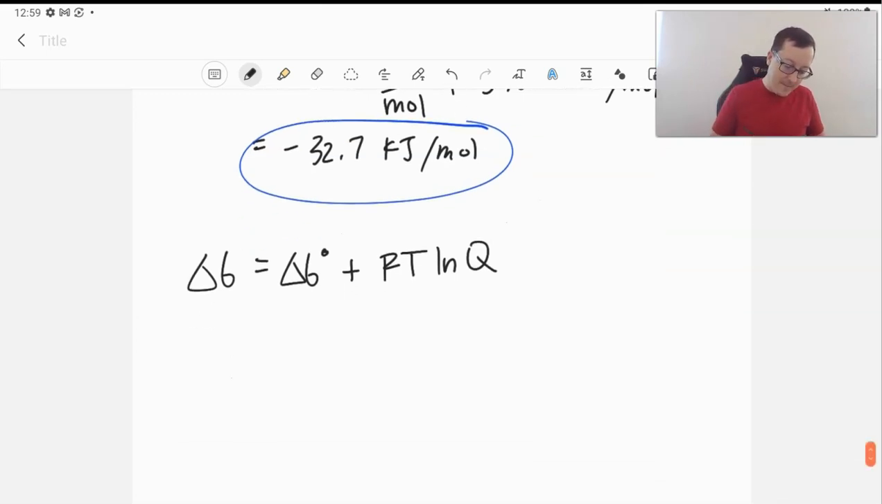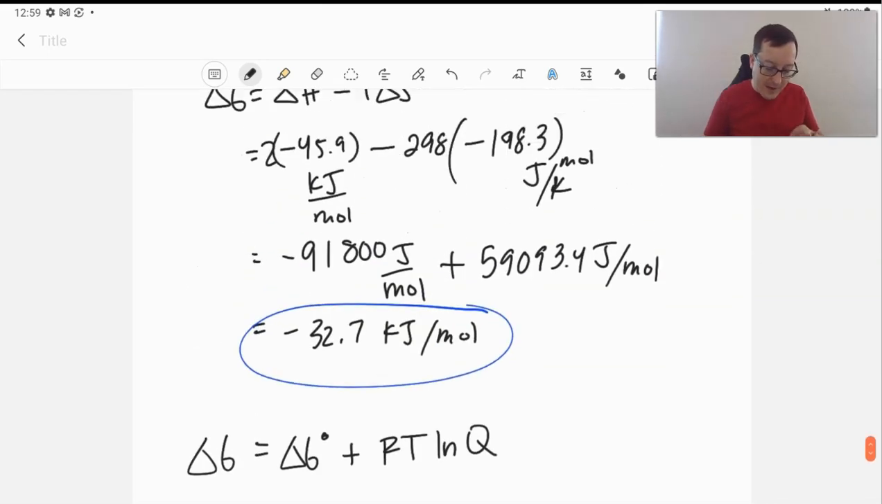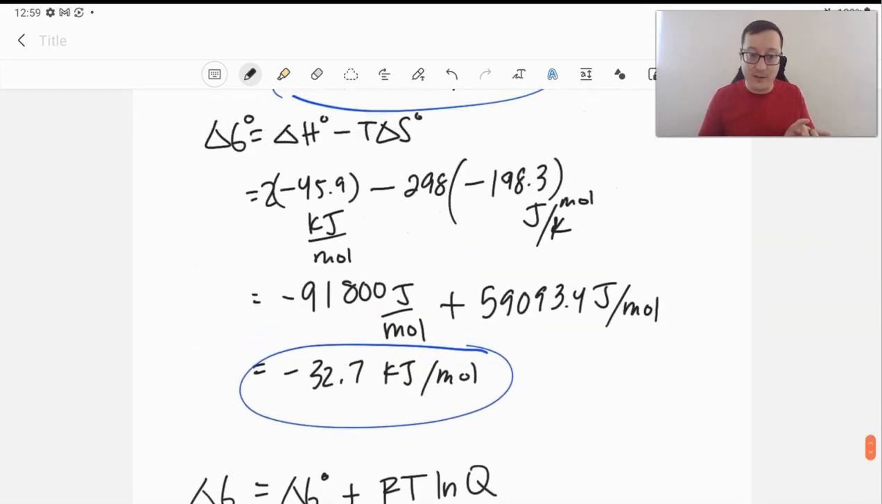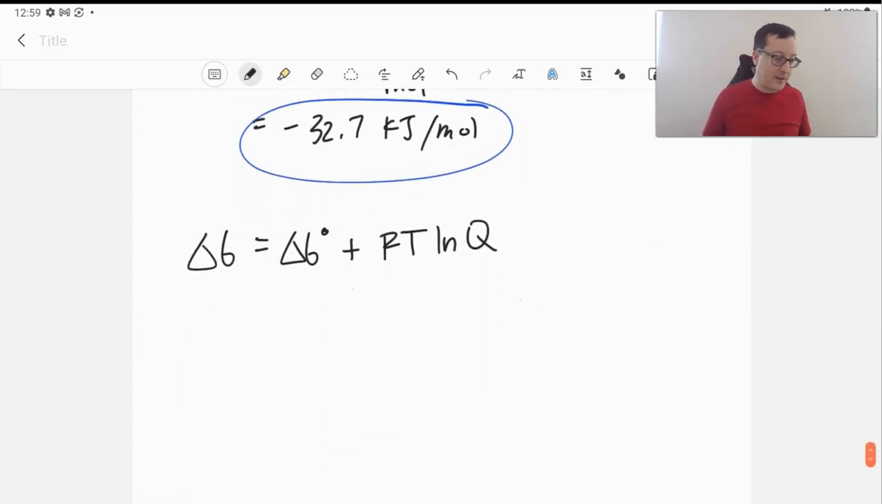By the way, this value for delta G, the negative 32.7 or 32.8, would be for nitrogen, hydrogen, and ammonia all at 1 atmosphere. And so this reaction tells us that delta G is negative, so it will be spontaneous in going forward to produce some ammonia. If we want to figure out what it's going to be at some other point in time, if we had different amounts, we could do that.